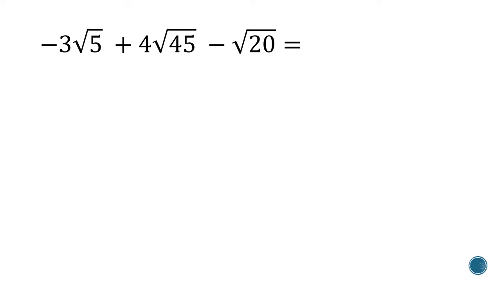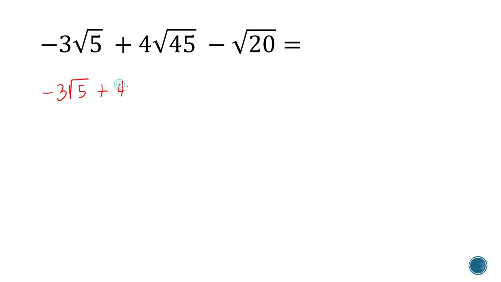Negative 3 square root of 5 plus 4 square root of 45 minus square root of 20. Now here, it may seem like, oh, we cannot add these three radicals because the radicands are different. But wait a minute. I can see here that 4 square root of 45 is not in simplified form, so we need to simplify that. Also, square root of 20 is not in simplified form, so we need to simplify that. So simplifying radicals comes into play here. That means you need to know how to simplify radicals. I cannot simplify this radical anymore, so I can just write it there.